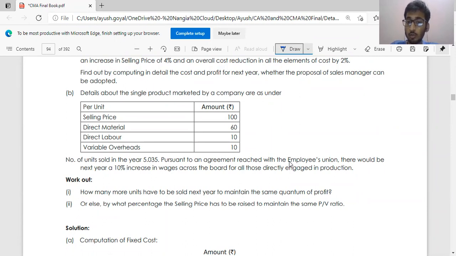Pursuant to the agreement reached with the company union, there would be a 10% increase in the wages in the next year across the board for all of those engaged in production. How many more units need to be sold next year to maintain the same quantum of profit? Okay, so let's see.